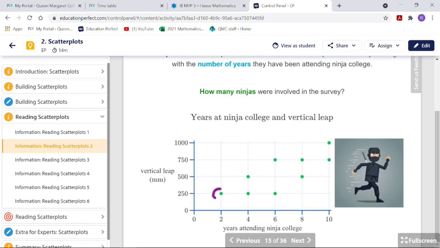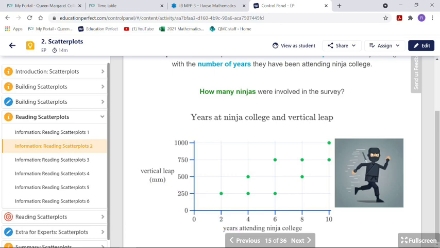So we'll do this one together, and then I'm going to call on some of you. Here we go. This dot represents how many years attending the college? 2. And how high could that person leap? 250 millimeters. Excellent. I can't tell you how proud I am that you put those units on there. Good. So 2 years, and they could leap 250 millimeters. You get it? Okay. So let me get some volunteers. And so that represents one person, yeah?